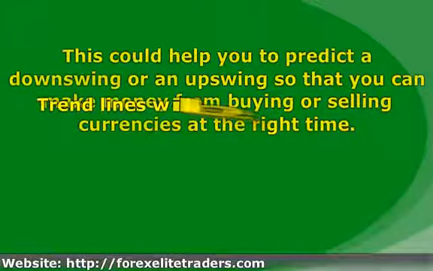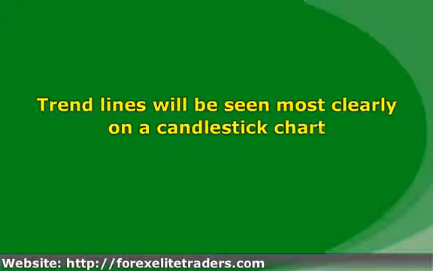Trend lines will be seen most clearly on a candlestick chart. First, identify whether the market is rising or falling or broadly stable. You can do this at a glance with a candlestick chart. If the market is rising, draw a straight upward line through the highest highs on the chart. Then draw a parallel line below the lowest lows. The area between is the channel through which the prices are currently rising.